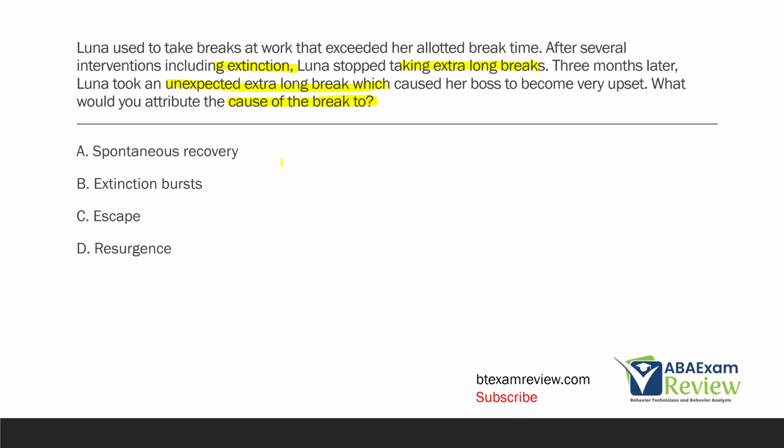B, extinction burst. It can't be an extinction burst because extinction is over. Extinction bursts happen during extinction. Escape, well, we don't know the function, right? So we can't assume it's escape. I'm not sure what the function is. And then D, resurgence. Resurgence is an ABA term, but not one you need to know as a technician. So what you're looking for here is A, spontaneous recovery. Fluency is very important in this question. If you're not fluent, D might seem appealing. And if you're not sure, C might seem appealing. But the very clear answer is A, spontaneous recovery.